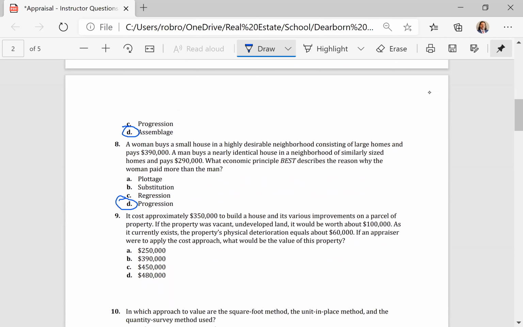Number 9, it costs approximately $350,000 to build a house and its various improvements on a parcel of property. If the property was vacant, undeveloped land, it would be worth about $100,000. As it currently exists, the property's physical deterioration equals about $60,000. If an appraiser were to apply the cost approach, what would be the value? I put B. You got it.